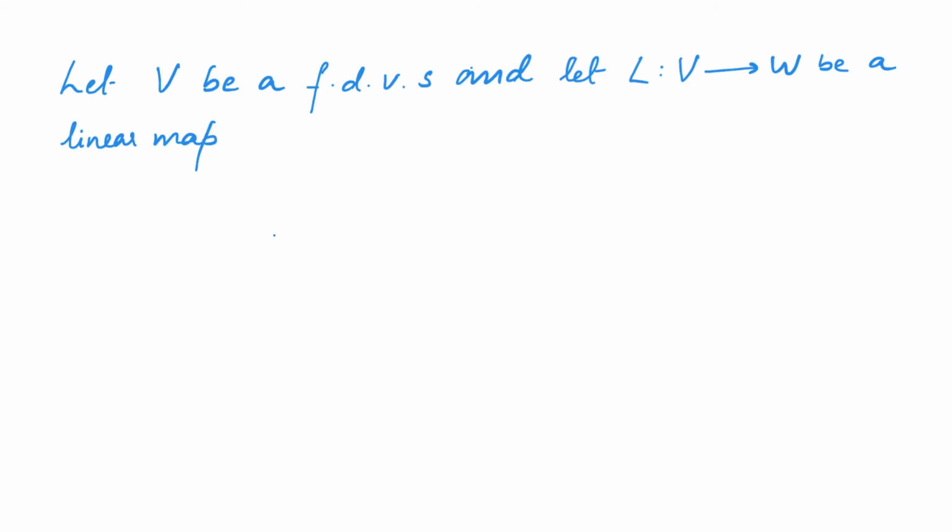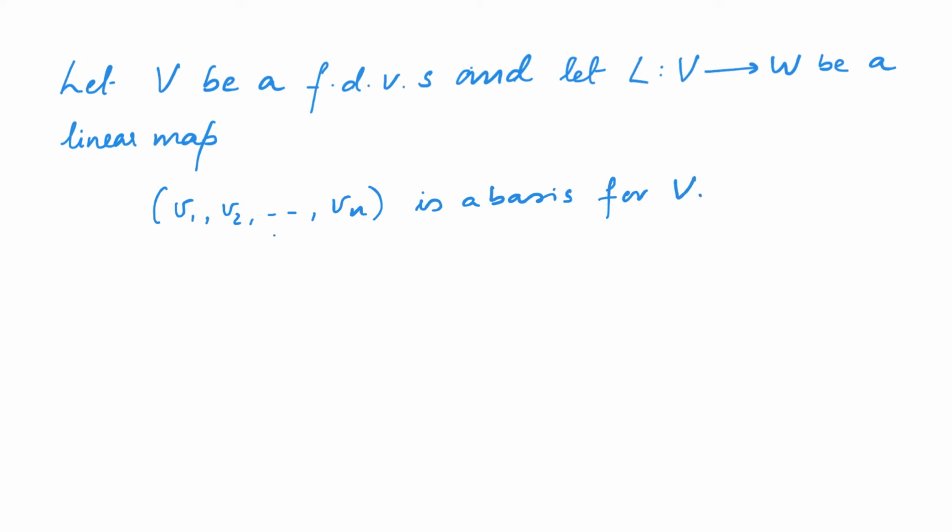Having seen enough examples of linear maps, now I hope you have a reasonable understanding of linear maps. Let us now dig a bit deeper. This deeper understanding will also explain why it makes sense to restrict our attention to finite dimensional vector spaces. Let V be a finite dimensional vector space and let L from V to W be a linear map. Then notice that as V is a finite dimensional vector space, we can find a list v1, v2, etc. up to vn, which is a basis for V. We can find such a list.